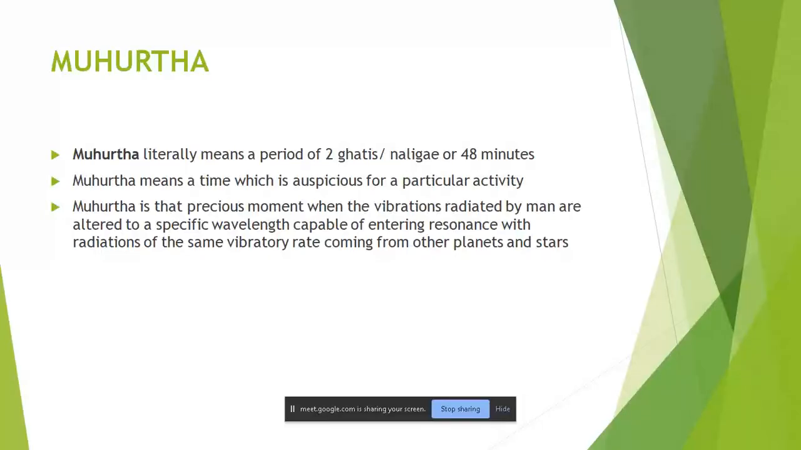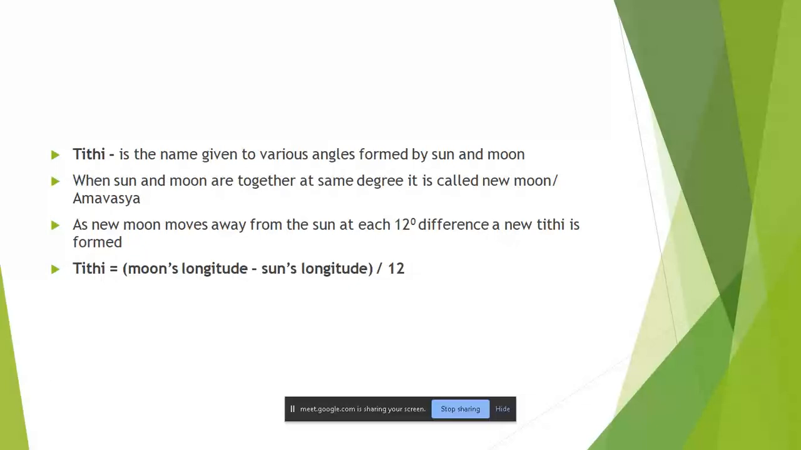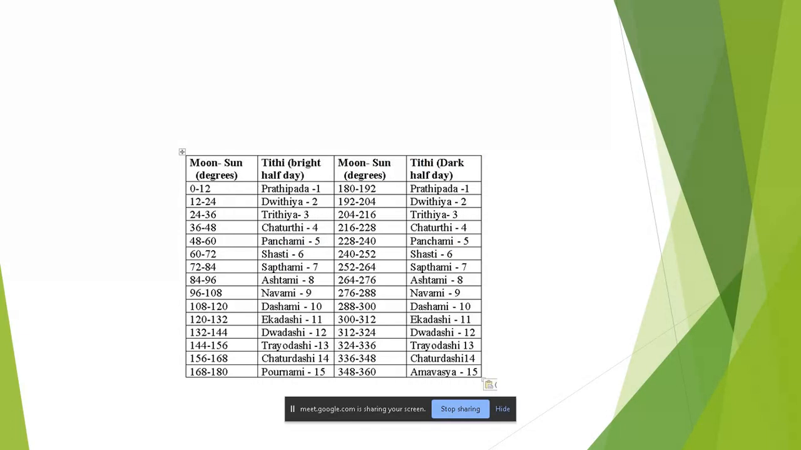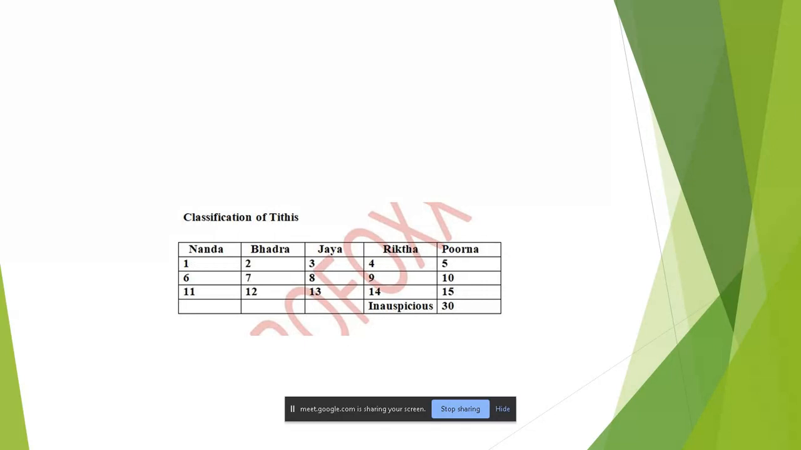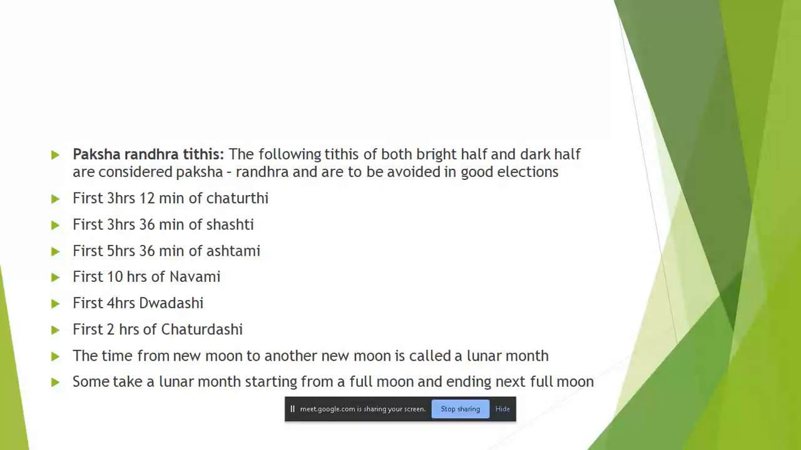Okay. I think in the last class we saw what is Muhurta and its definitions, the months, and the five limbs. We also saw the different types of tithis and their classifications, and the formula for the tithi. We saw the Krishna Paksha and Shukla Paksha tithis, and we came to the conclusion that Rakta Tithis should always be avoided. Chaturthi, Navami, and Chaturdashi are the Rakta Tithis. And we saw Tithi Kshaya, Tithi Vriddhi, Tithi Gandanta, and Paksharandhra Tithis.